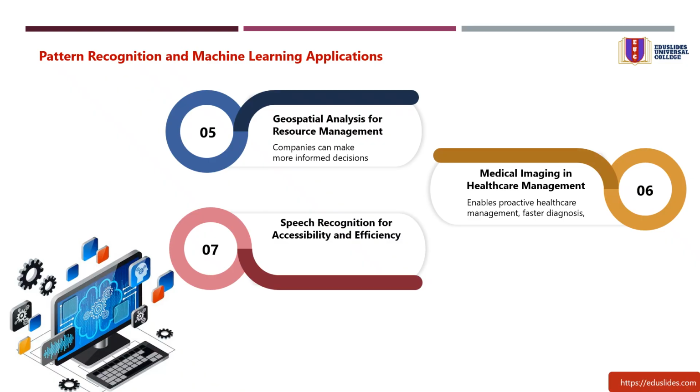7. Speech recognition for accessibility and efficiency. Speech recognition systems have gained traction in business operations, offering hands-free control over devices and improving accessibility for people with disabilities. From dictation software to voice-controlled smart devices, these systems enhance operational efficiency by enabling multitasking and reducing the need for manual input. This also allows for improved inclusivity, as individuals with physical disabilities can interact with technology more easily.